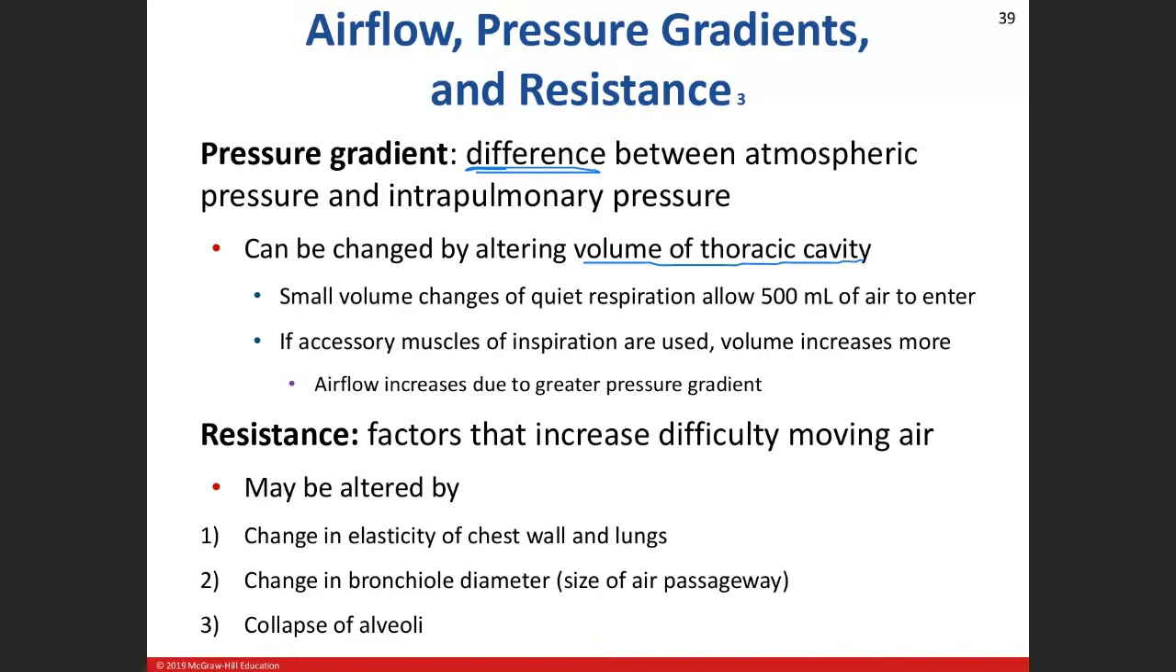As you're sitting here watching this video and listening, your normal breaths in and out move about 500 milliliters, or half a liter, of air into your lungs. As you blow it out, you remove 500 milliliters of air from your lungs. That's quiet, normal respiration. Now, if you take a deep breath in, or you're exercising, you're going to be recruiting the accessory muscles, all those muscles we talked about at the beginning of this chapter that help you take a forced breath in and a forced breath out.